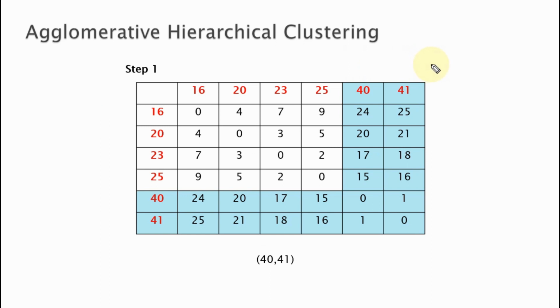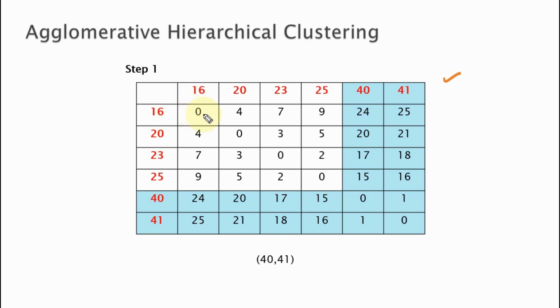Now the first step is what we will do here. I have made a table here. Now I have written all the data points like 16, 20, 23, 25, 40 and 41. I have written it here as well. Now what we will do, we have to calculate the minimum distance.